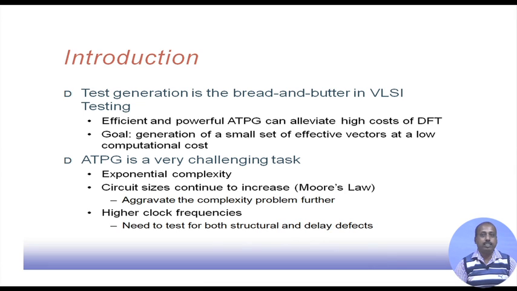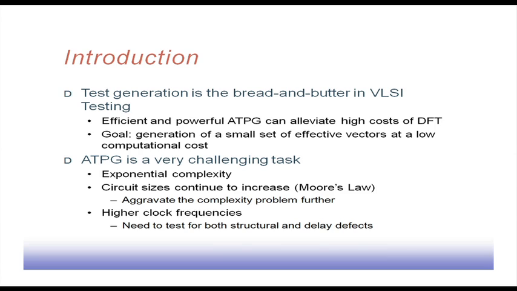Clock frequencies are increasing, so we need to test both structural and delay defects. If the clock frequency is increasing, the combinatorial gate delays should be such that the evaluation of the input occurs within the clock duration. If the clock speed is high, there is a high chance that some of the gates will have problems and the delays may not be within the clock duration. As a result, there will be more delay defects, so delay defect handling becomes an important issue.